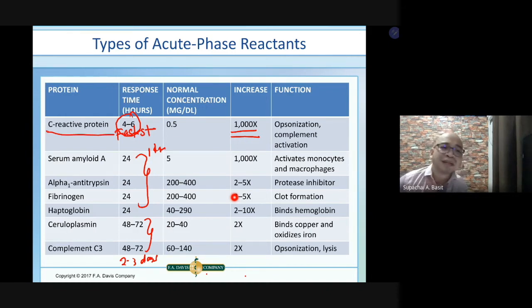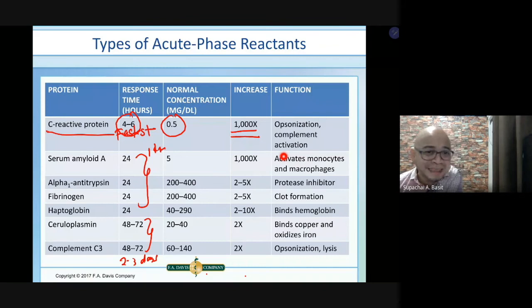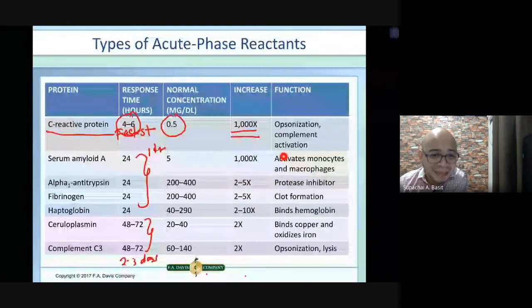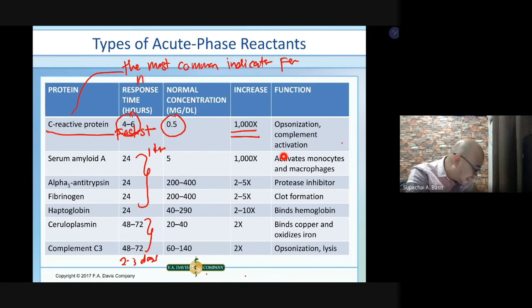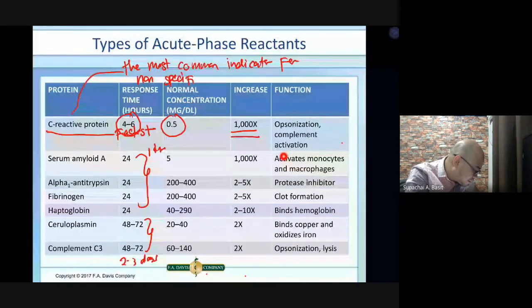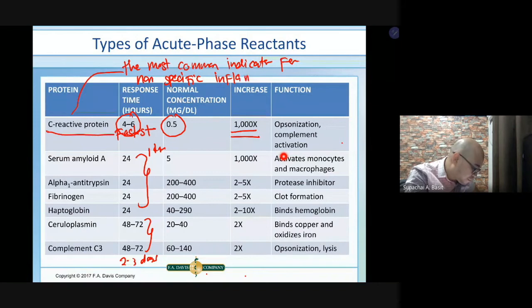The normal value of CRP in our body is just about 0.5 milligrams per deciliter. However, CRP increases up to 1,000 times during infection and injury. So that's the reason why it is the most common indicator for, I like to say the word, non-specific inflammation or infection.